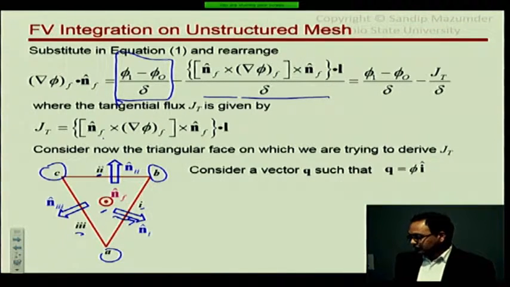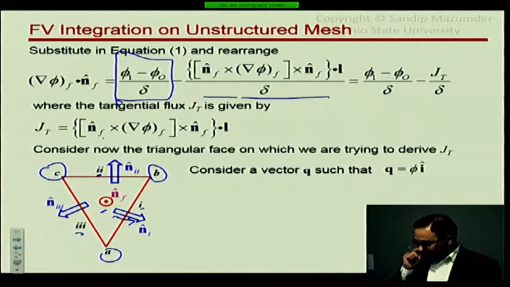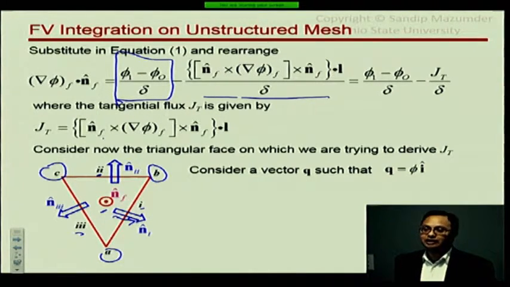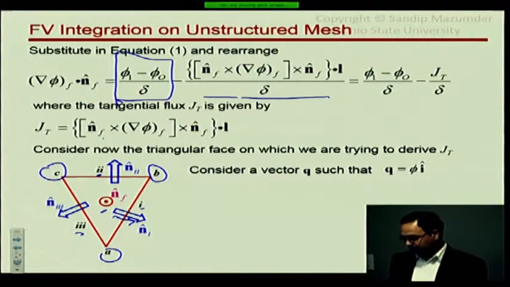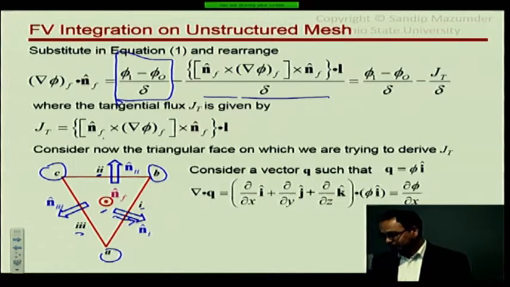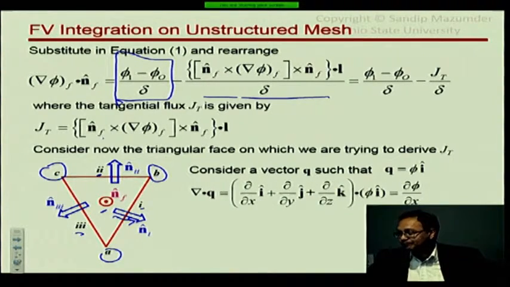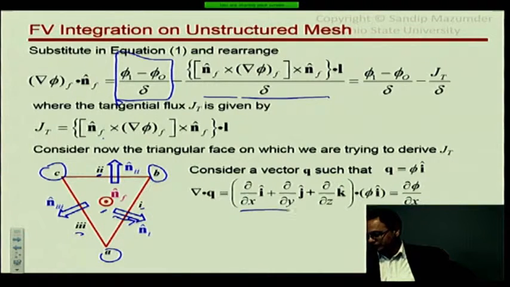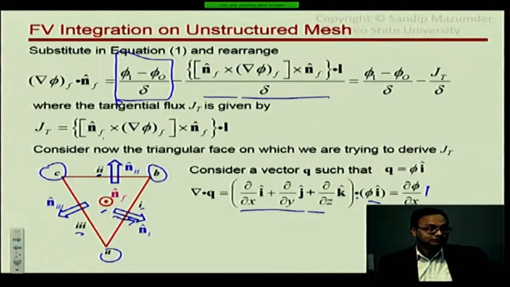So now let's take a vector Q, and I'm going to define that vector as phi times I, I being the unit vector in the x direction. If I calculate the divergence of Q, here's my divergence operator, dot product, phi times I, that gives me d phi dx.